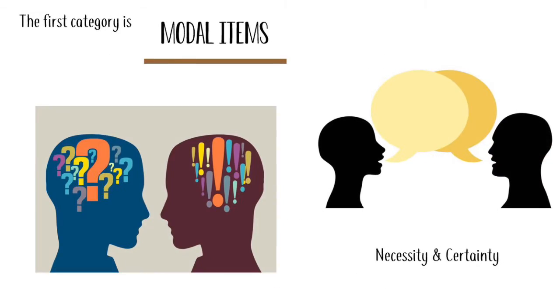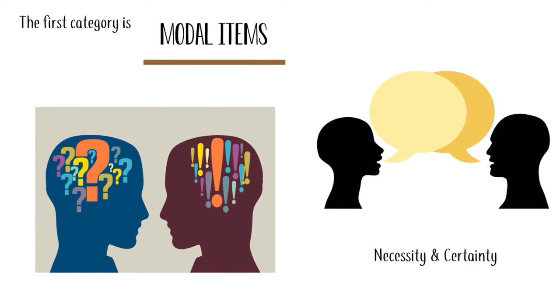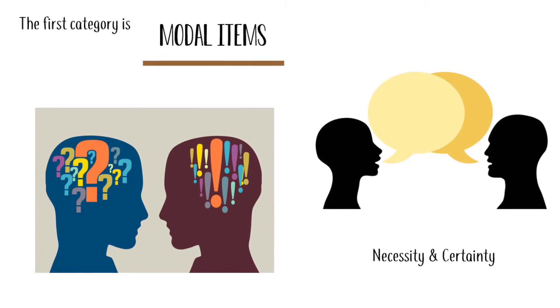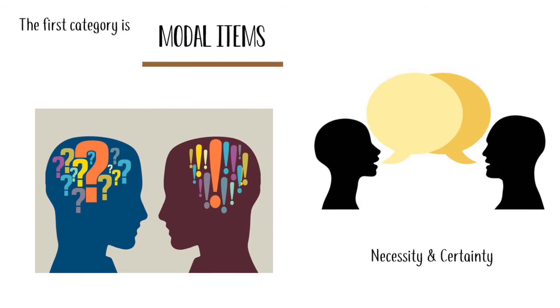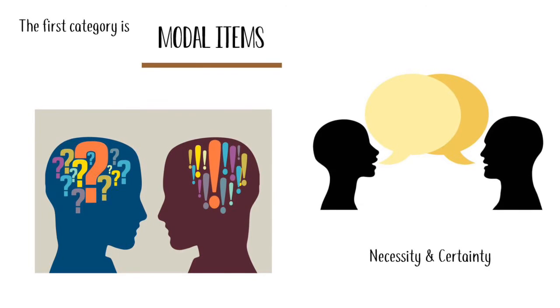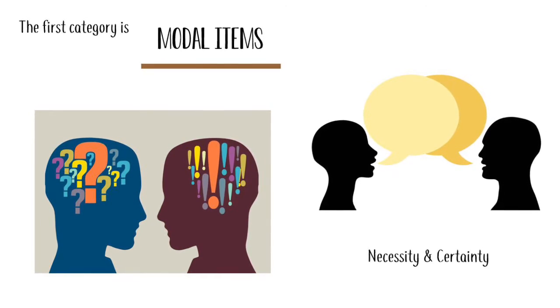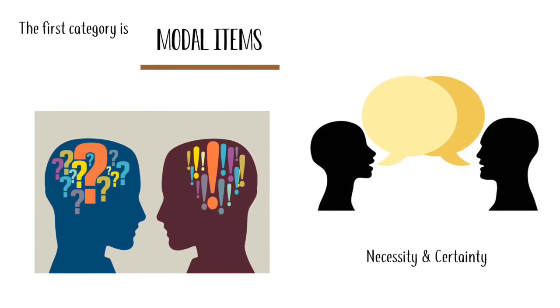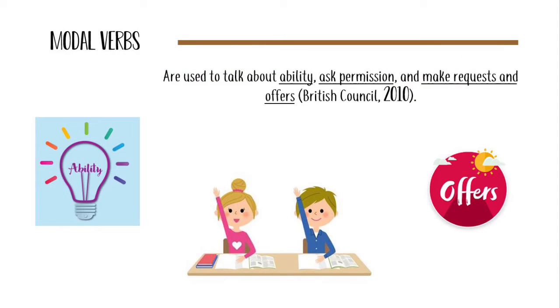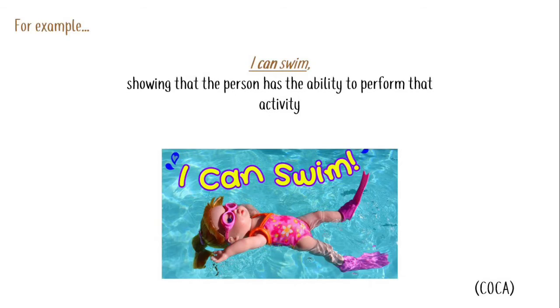The first category is modal items. The modal items are those which convey meaning referring to the degree of certainty or necessity, and some of the most frequent words used to infer such meanings are modal verbs. Modal verbs are used to talk about ability, ask permission, and make requests and offers. For example, with the verb can, we show ability as in this sentence: I can swim, showing that the person has the ability to perform that activity.